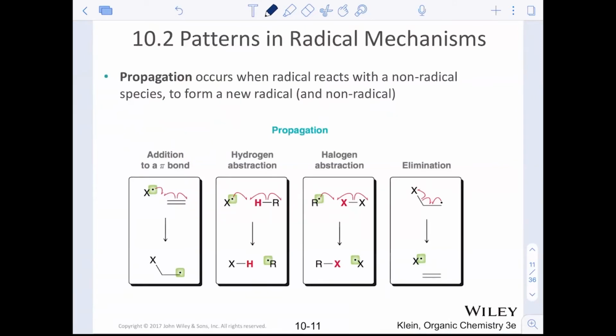Now, when we're looking at propagation, this was all that middle section that we just did in the patterns. Addition and elimination, hydrogen abstraction, and halogen abstraction. It occurs when we have one radical plus one molecule in the reactants, and then we make one molecule and a new radical in the products. All of these involve that. There's a radical in the reactant, there's a radical in the product. So it's a propagation. Keep the reaction going, right?